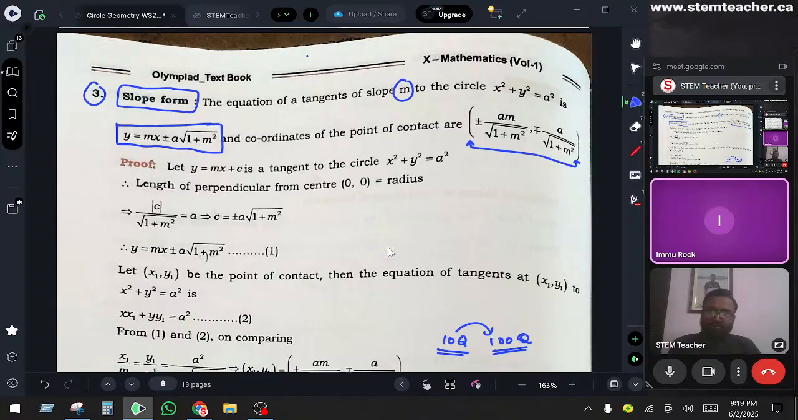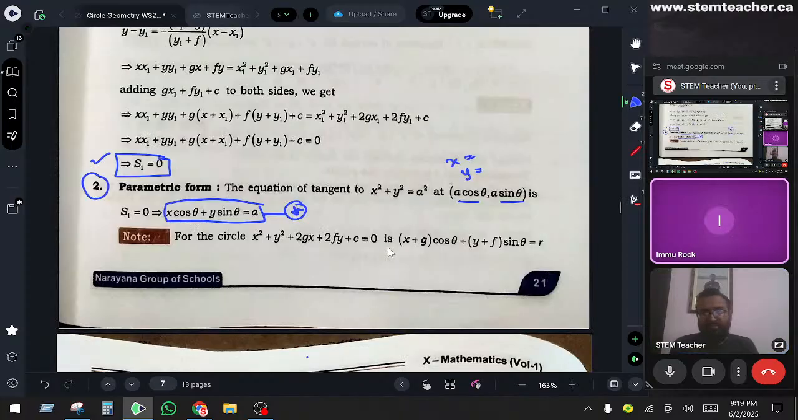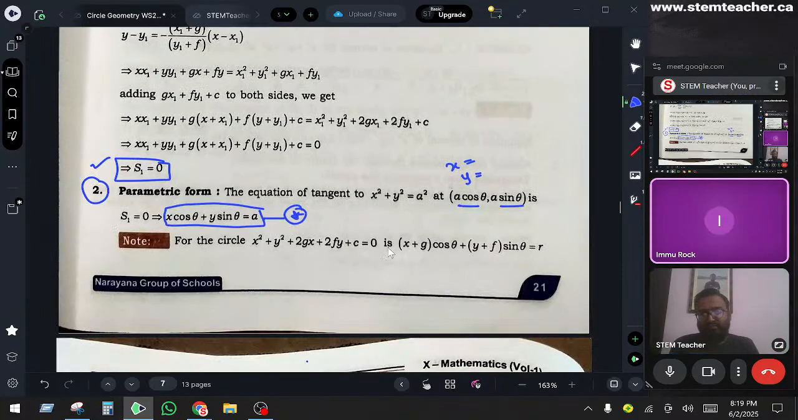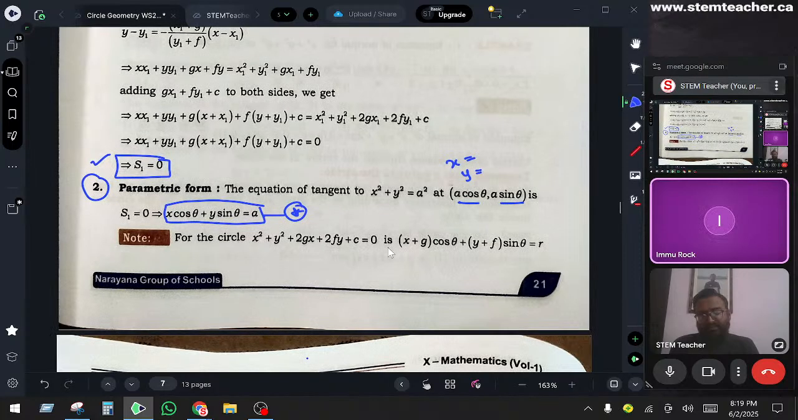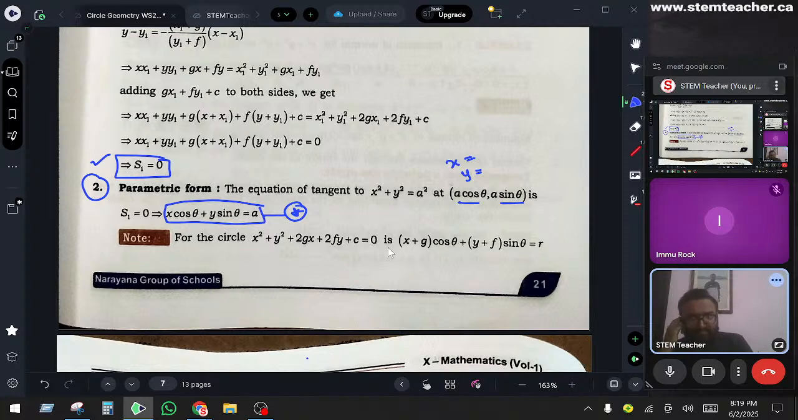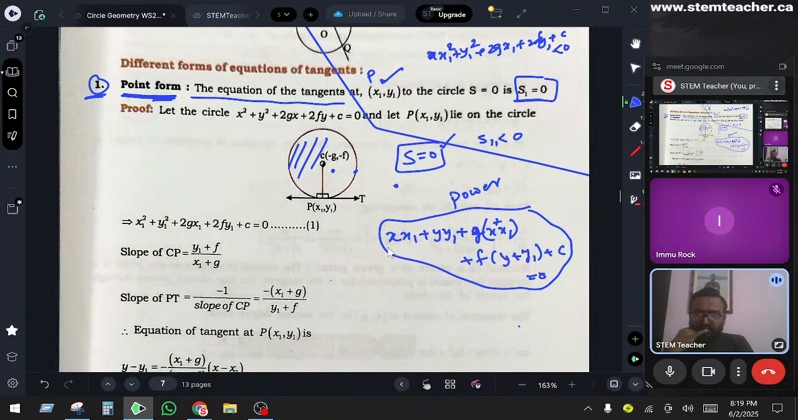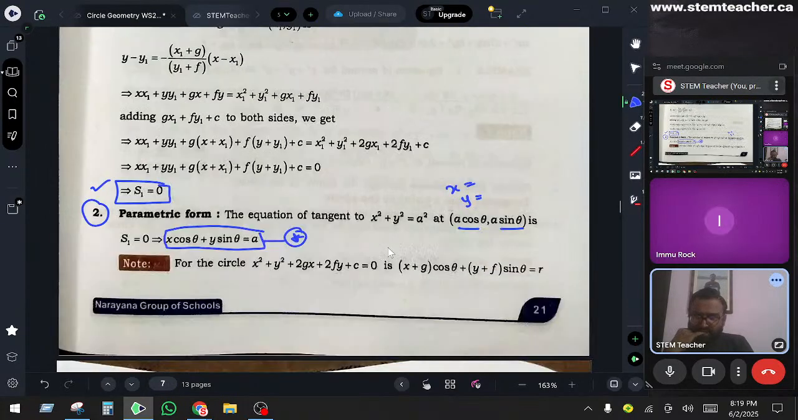Slope form of equation of tangent to slope of slope m is given. Once m is given, then we can get the equation, but we don't require this point formula. And s1 is equal to 0. We should know the point. Okay. The equation of tangent is x cos theta plus y a sin theta. What is theta?